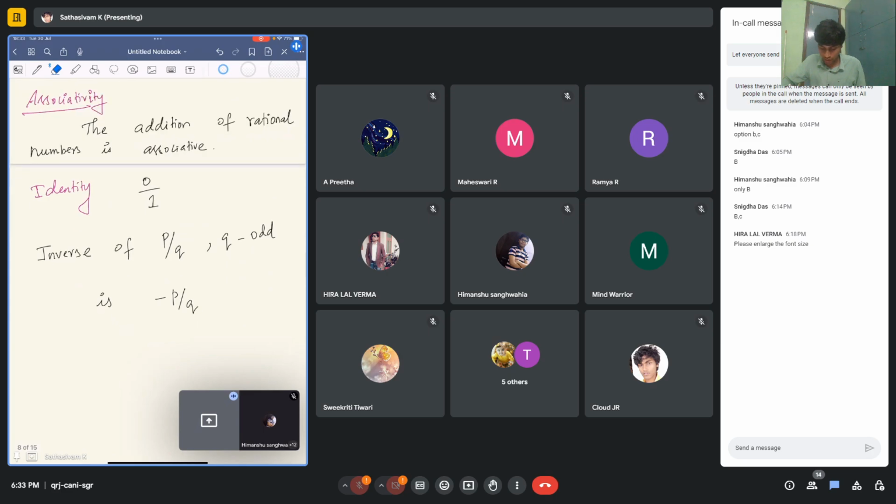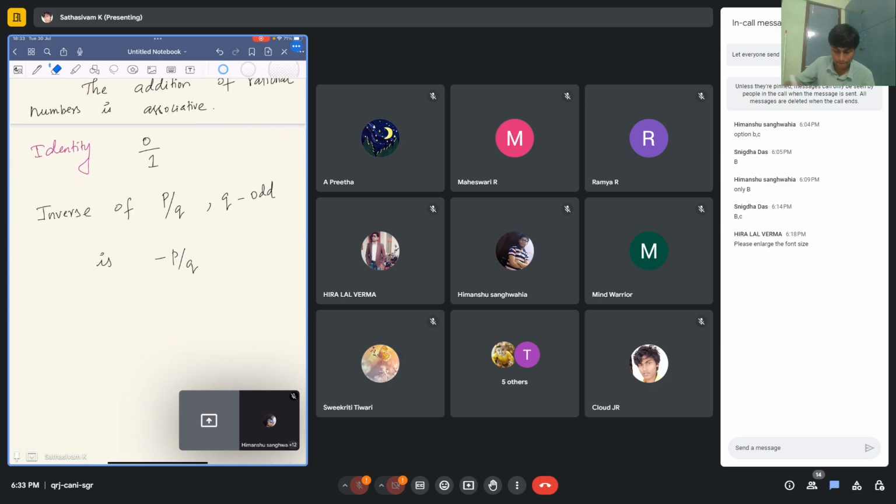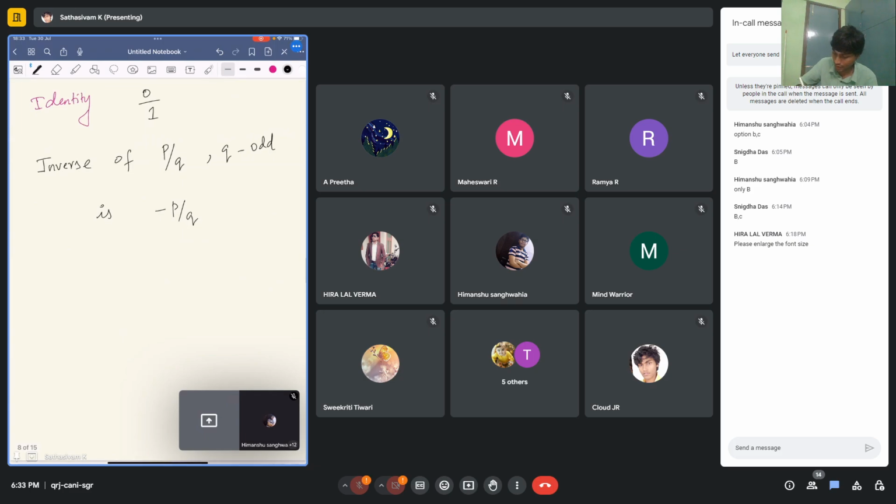Okay, let's move on here. If you have any other doubt, you can always stop me. Okay. So the inverse is again minus p by q. So this one is a group.